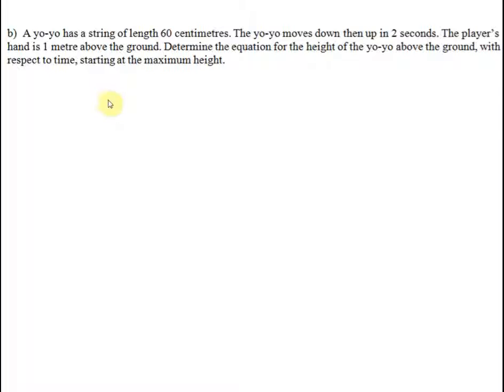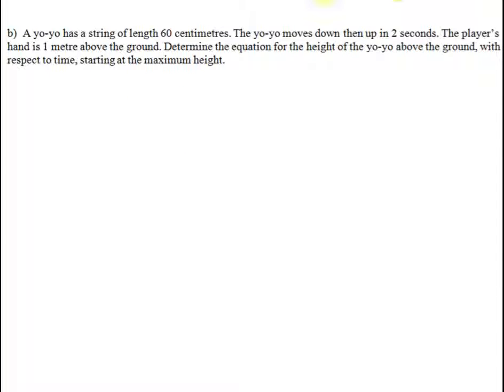A yo-yo has a string of length 60 centimeters. The yo-yo moves down, then up in 2 seconds. The player's hand is 1 meter above the ground, and we want to determine the equation of the height above the ground with respect to time, starting at the maximum height.